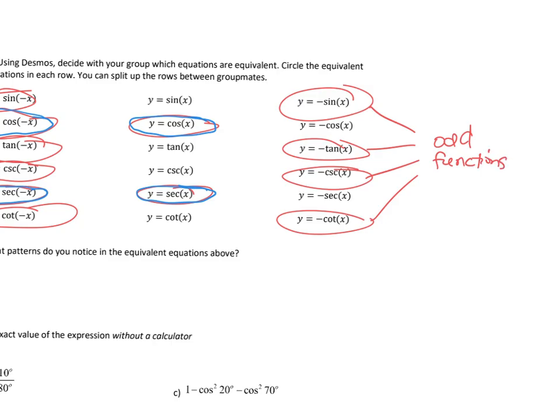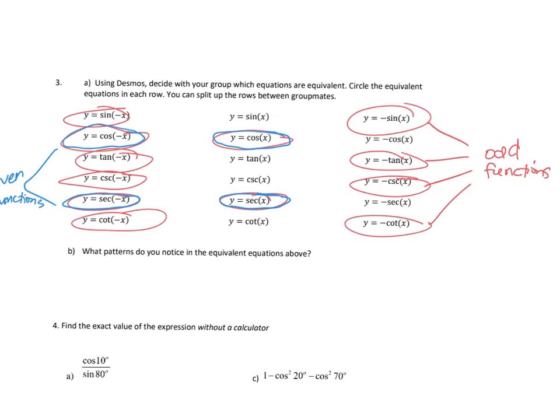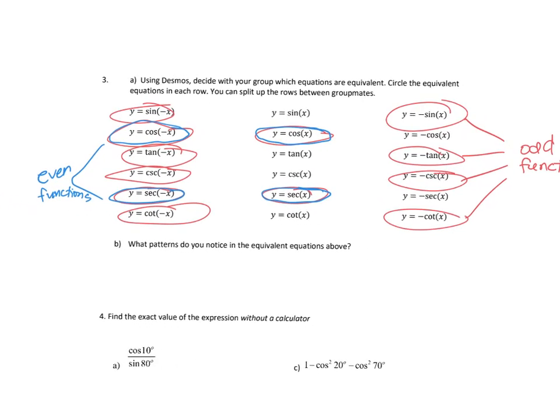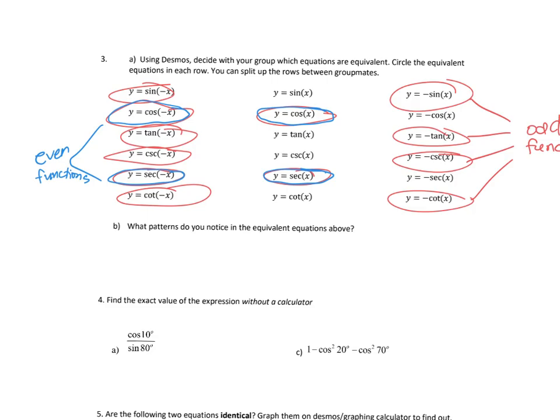So sine, tangent, cosecant, cotangent are odd. Cosine and secant are even functions. So that's one of the patterns you might have noticed. And I'm just going to write that cosine and secant are the only even functions.